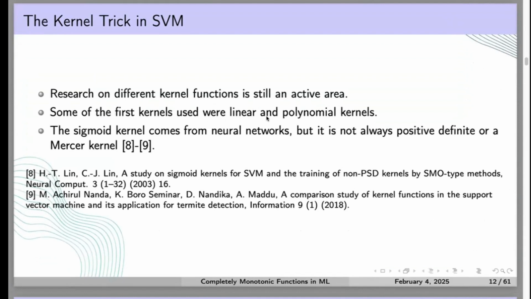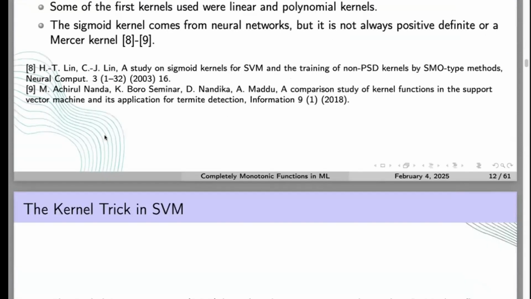Some of the first kernels used were linear and polynomial kernels. Also, the sigmoid kernel appears, and it is not a positive definite kernel or a Mercer kernel, and it works. But we see that if we don't have a mathematically stable kernel like the sigmoid kernel, it can work well for some data sets, but in many data sets it has convergence problems, ill-conditioned matrices, and so computation problems.